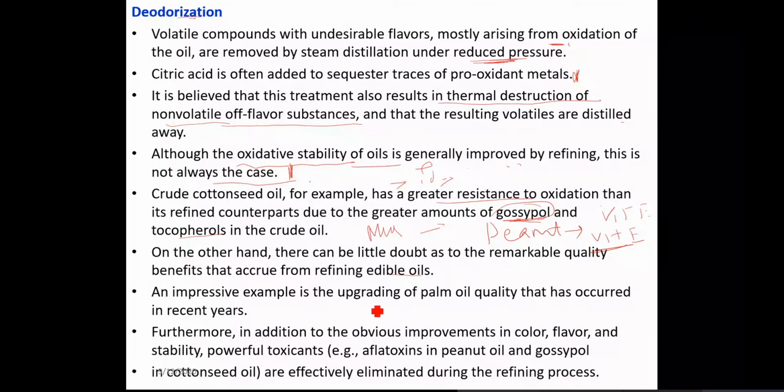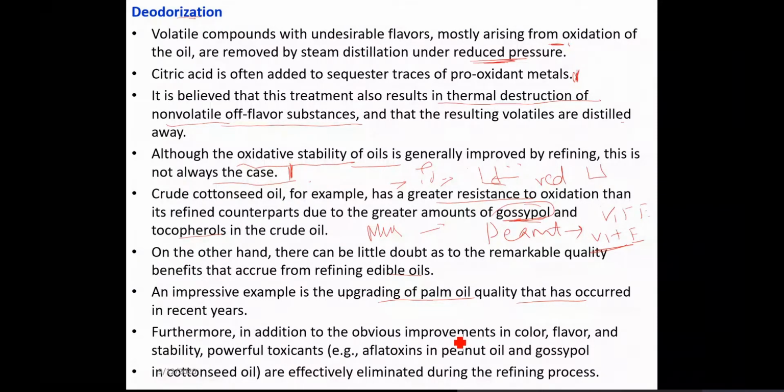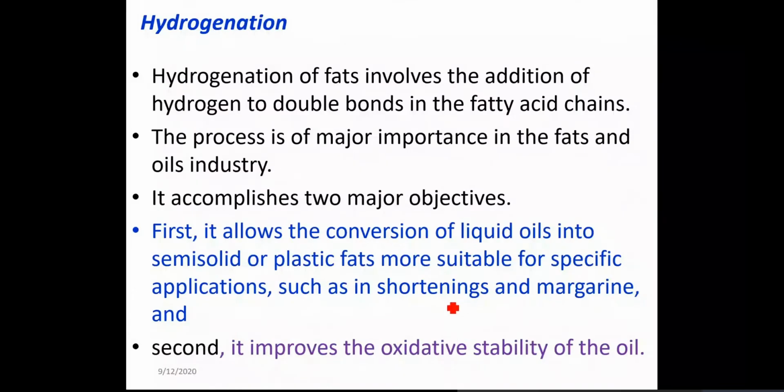An impressive example is the upgrading of palm oil quality. The freshly expressed palm oil is completely red in color, but the filtered, refined palm oil that you get nowadays in the market is completely white, due to removal of these compounds. So this process gives an improvement in color, flavor, and stability. Also, if you have stored peanut, aflatoxin may grow, or gossypol in cottonseed oil. This can be removed effectively in this process.